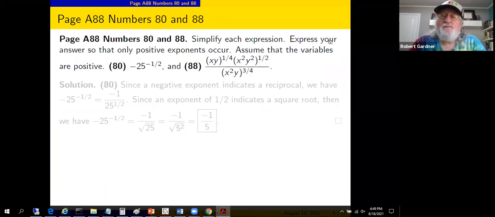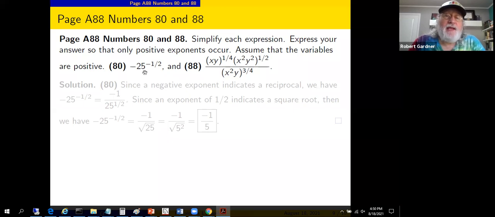Simplify the expression. Express your answer so that only positive exponents occur. Assume that the variables are positive. So that's their blanket statement to say, don't worry about square roots of negatives. So assume all this stuff is defined. You've got to worry about division by 0, potentially still. I see some division in this one.